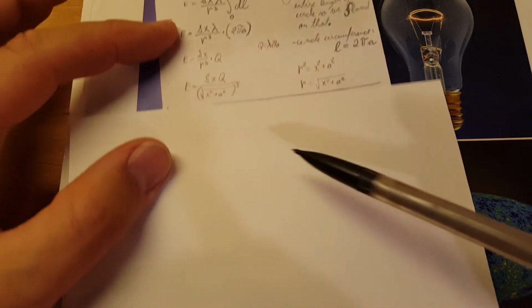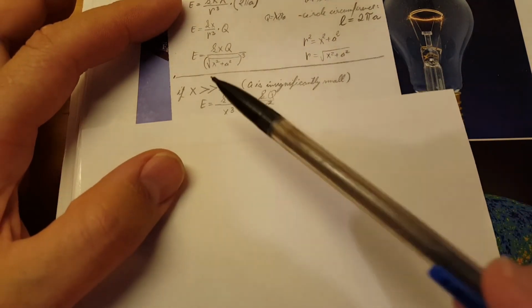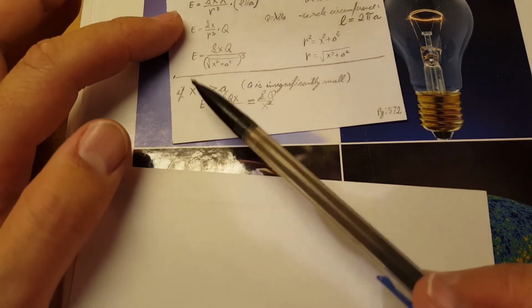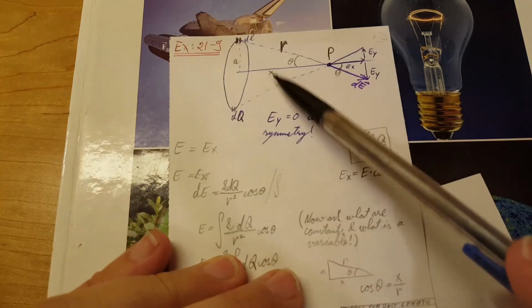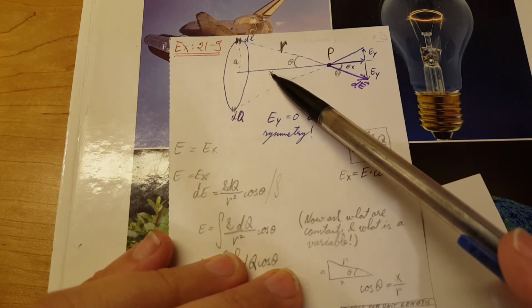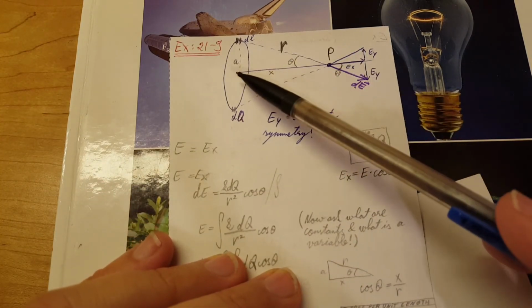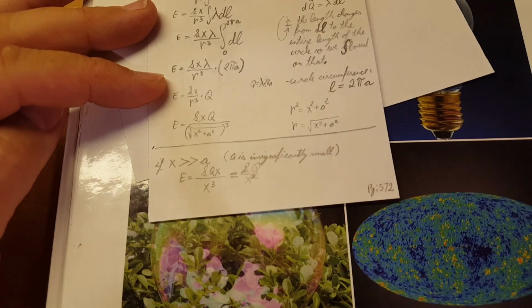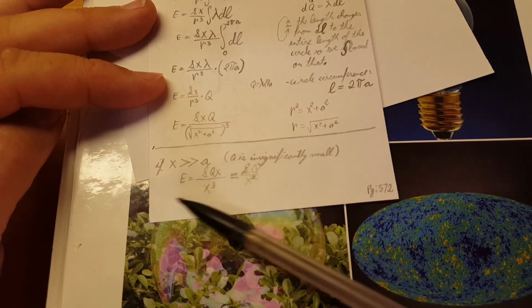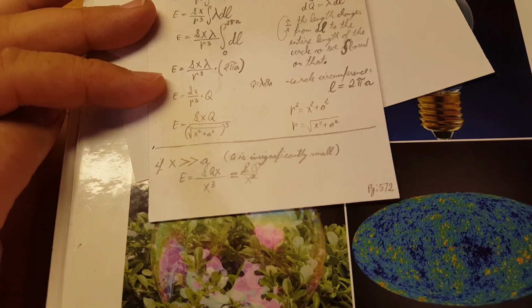The next step, what they mention also, is that in case we have an x in the setup, an x that is much larger than this a, then we can consider the a as an insignificant value. Therefore, our formula becomes even simpler down to this. And that would be it.